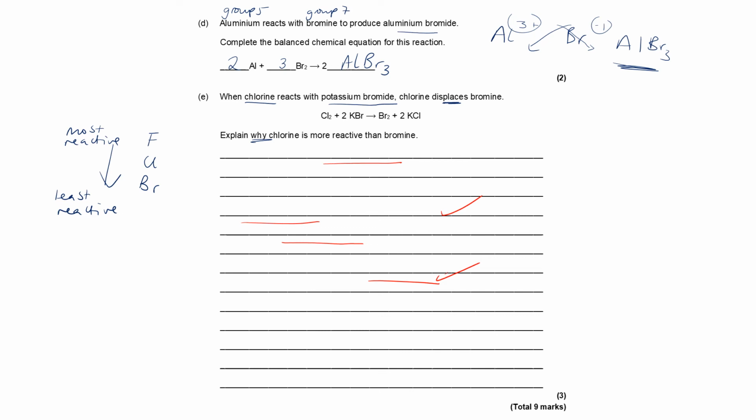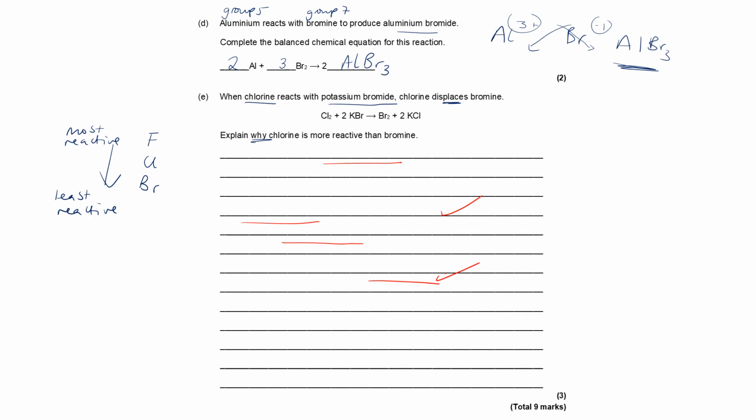Once I've done that, I can then balance the rest of the equation, and I can see that I need 3 bromine molecules making 6 atoms to equal the 6 bromine ions that are in aluminium bromide, and 2 aluminium atoms to equal the 2 aluminium ions in aluminium bromide.